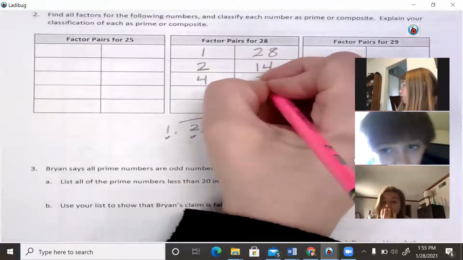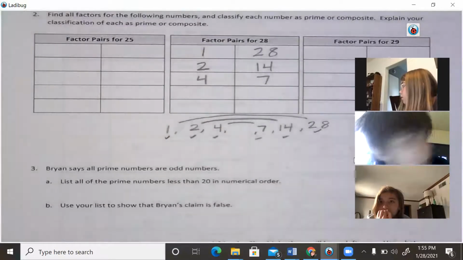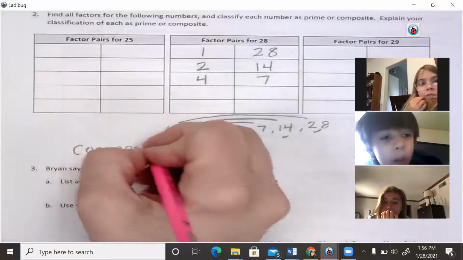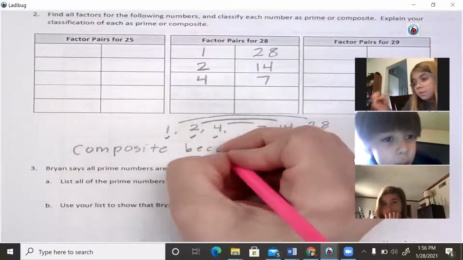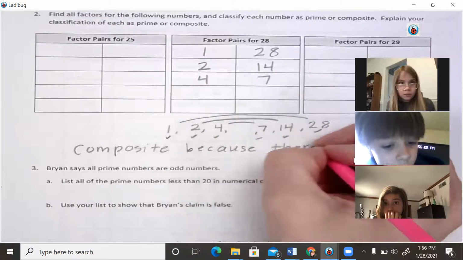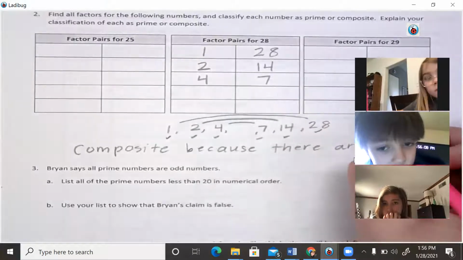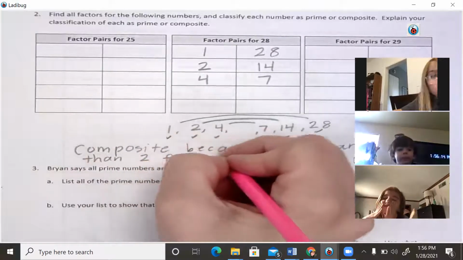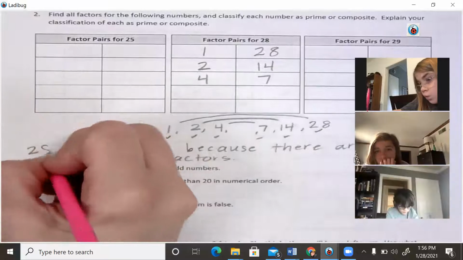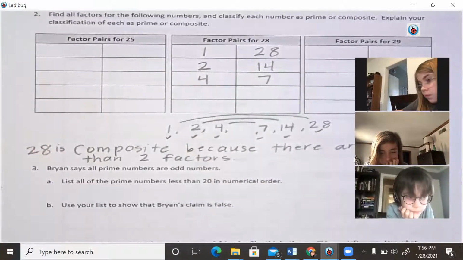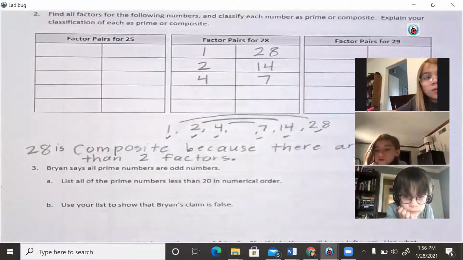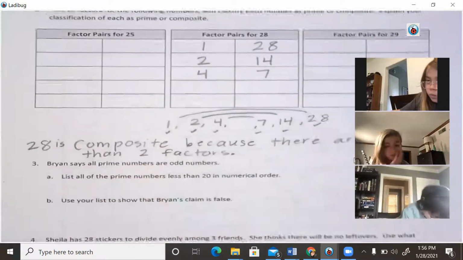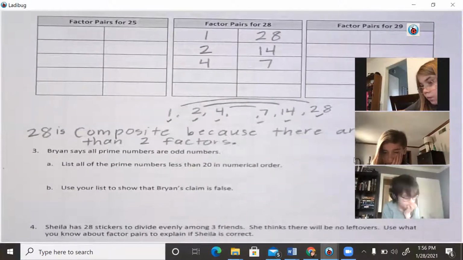So Andrew, is 28 prime or composite? Composite. Why? It's composite because there are more than how many factors? 2. There you go. Good job. So I'm going to put 28 is composite because there are more than 2 factors. Your pencil should be moving right now. You should be writing this down. 28 is composite because there are more than 2 factors.